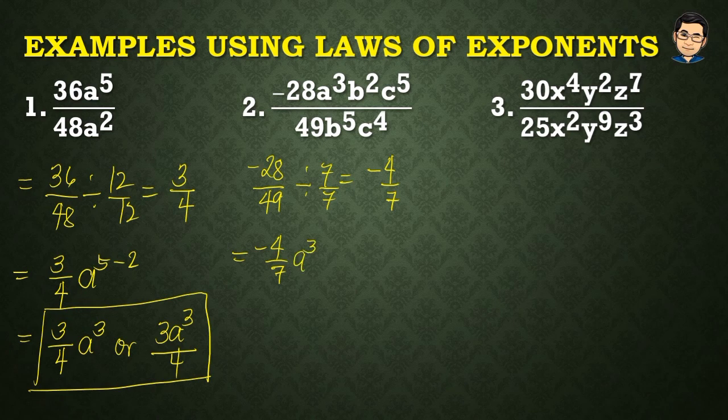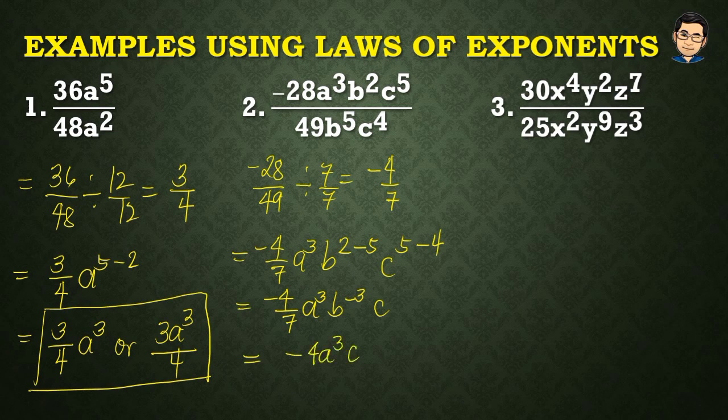Ikakopy lang natin. Next, sa b squared naman, b raised to 2 minus 5. And then sa c, c raised to 5 minus 4. Next, negative 4 over 7 a cube. So b raised to 2 minus 5, that is negative 3. And then c raised to 5 minus 4, that is only c. And then meron tayo ditong negative exponents, yung b. So ang final answer po natin dito dapat, negative 4 a cube c all over 7b cube.